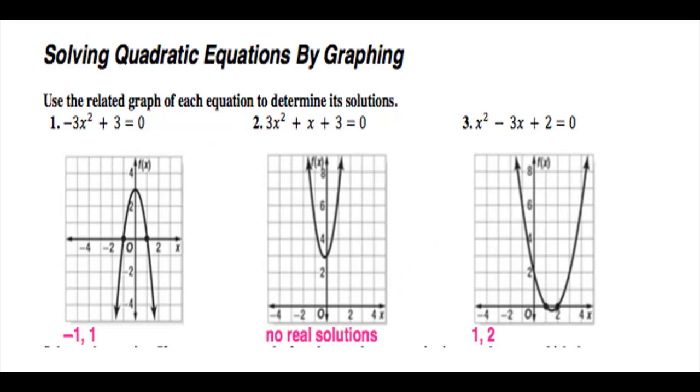To find the solution for the next example, negative 3x power 2 plus 3 equals 0. Before we see anything, it will be maximum because the coefficient of x power 2 is negative. So where is the solution? The intercept between the curve and x-axis. It's going to be equal negative 1 and 1.